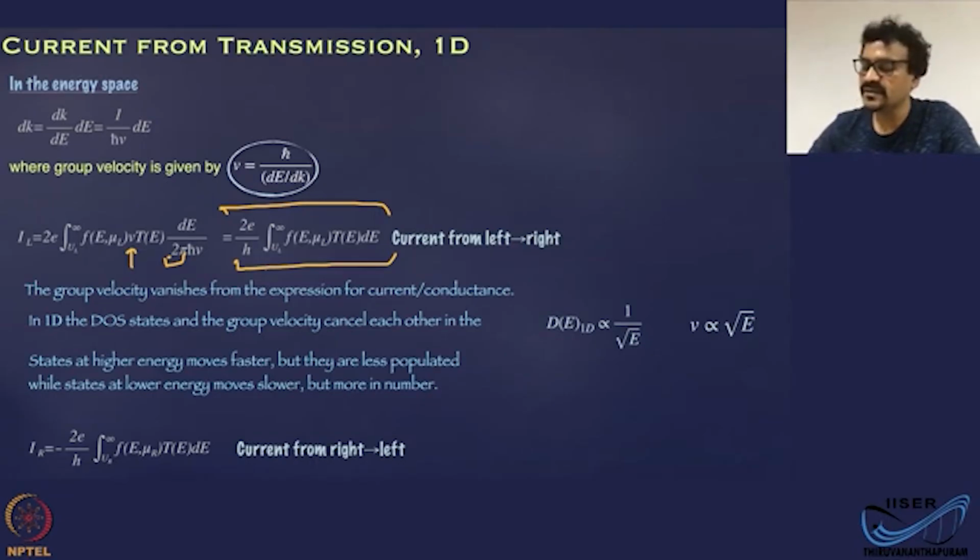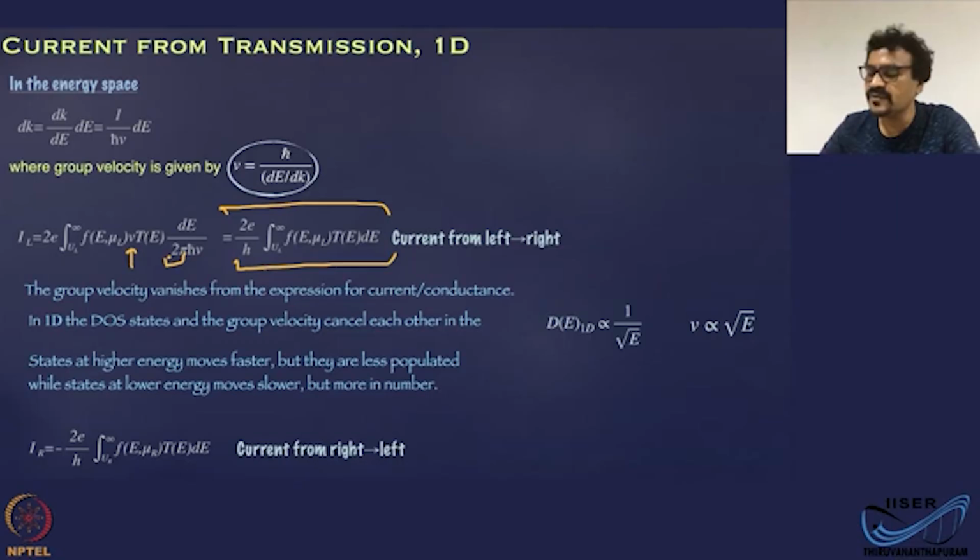Because the group velocity vanished from the expression for current or conductance. That's what happened. The reason is the one-dimensional density of states and the group velocity. In 1D, the density of states and the group velocity cancel each other.